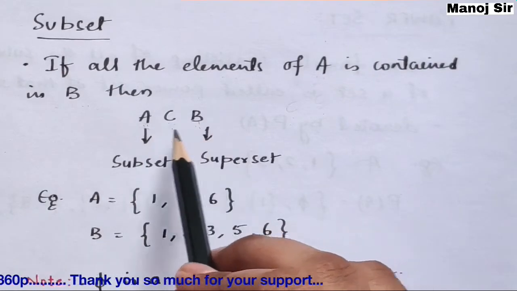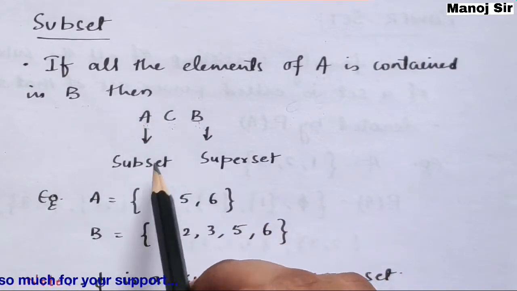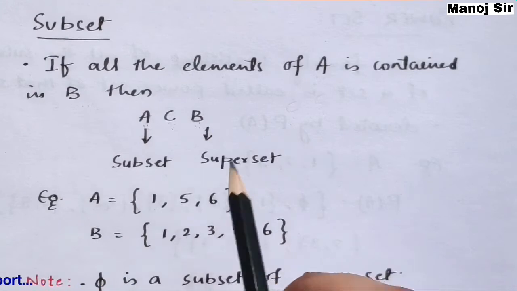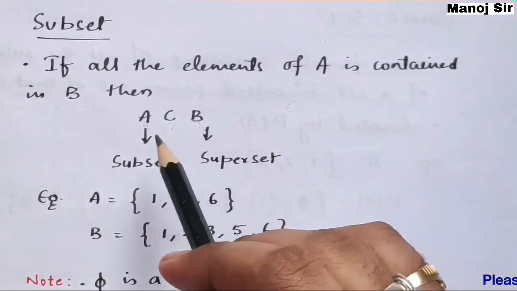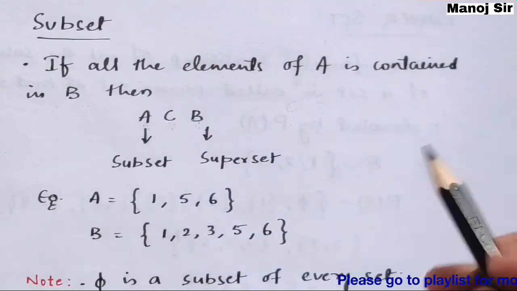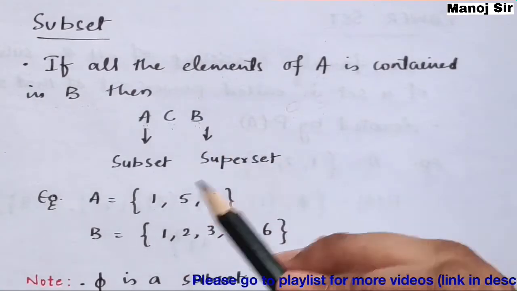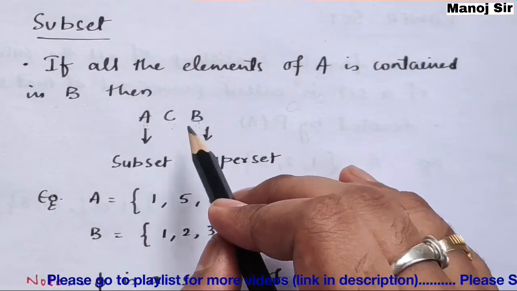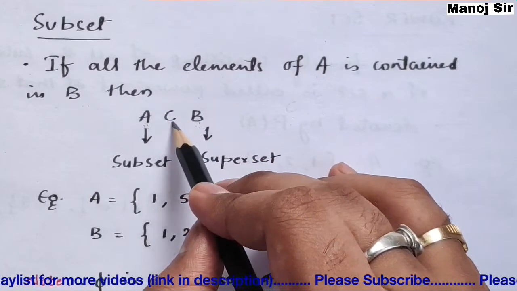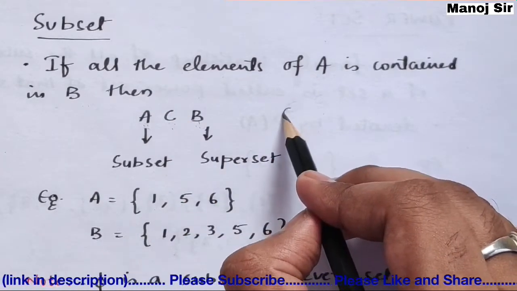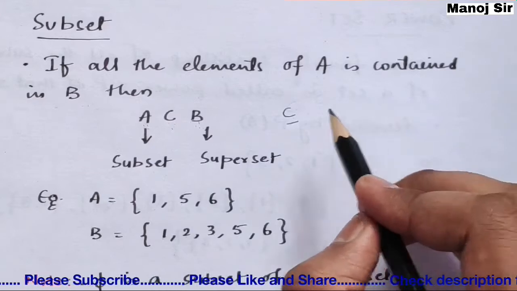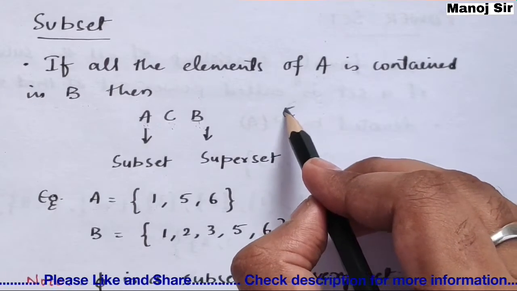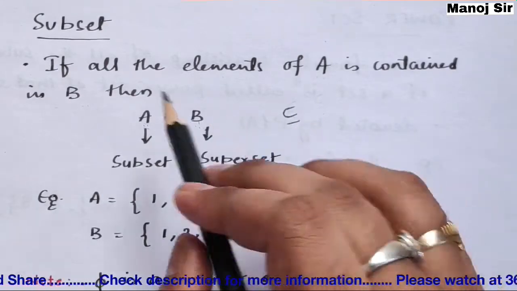I hope this point is clear. Here A will be known as subset and B will be known as superset. Okay, here A is known as subset and B is known as superset. I hope that you have seen another way to represent this subset, that is this sign. Yes, this is also another way to represent this.